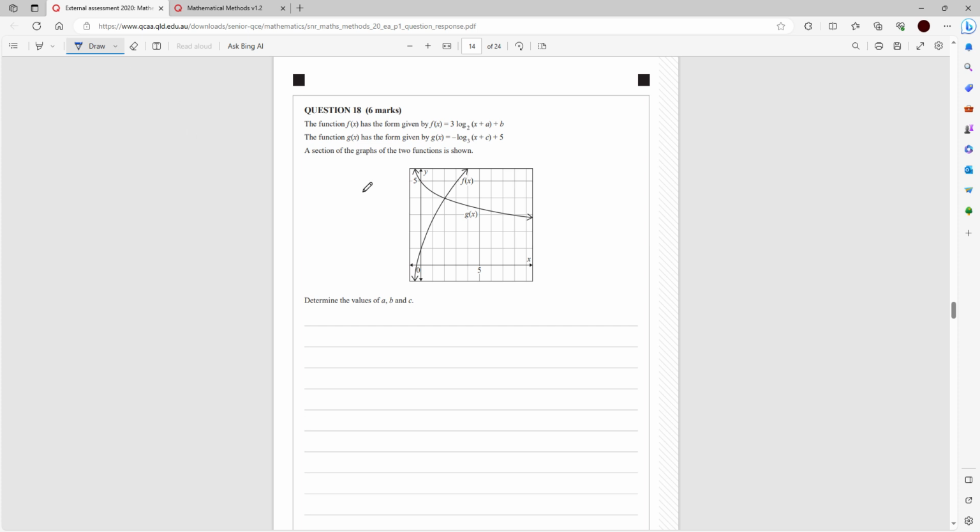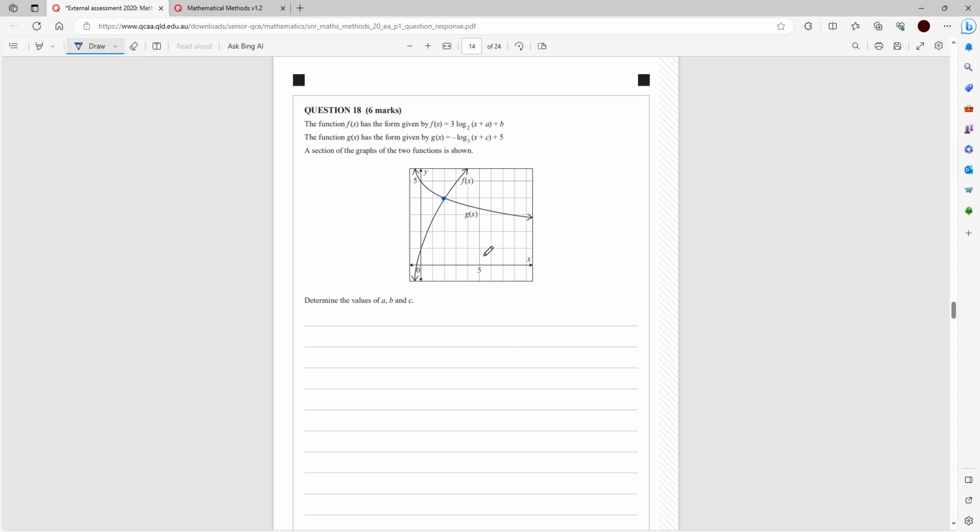Okay, so we can't really do a lot with this at the moment, mainly because our log laws don't work, because these have two different bases. So you wouldn't be able to equate them to each other and solve it very easily. However, we can see from the graph that they do intersect at a point here.